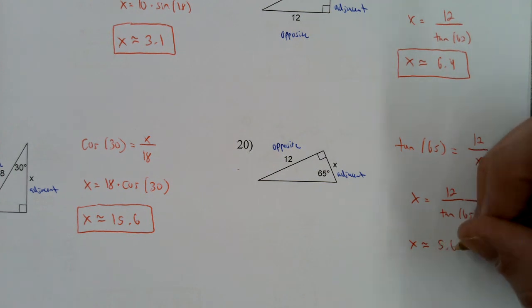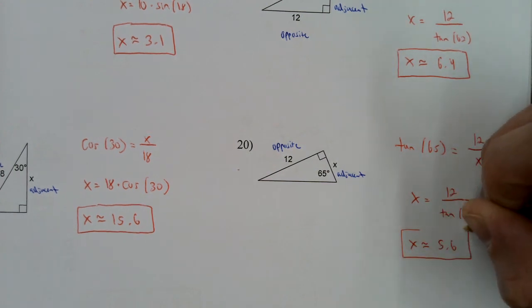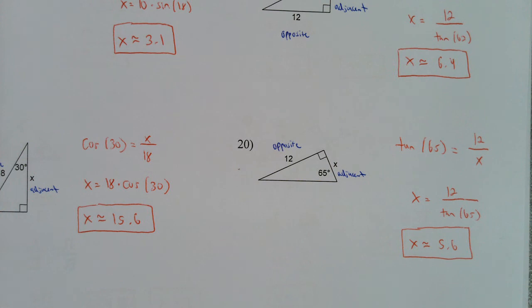All right. It's a hard quiz. It's a special right triangle, so 30, 60, 90 triangles, and 45, 45, 90 triangles. And then we have trigonometry, sine, cosine, and tangent.